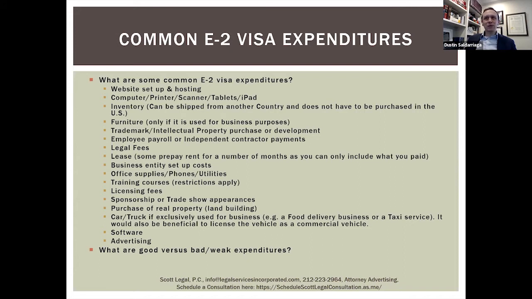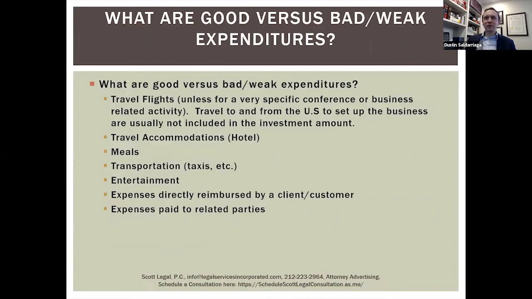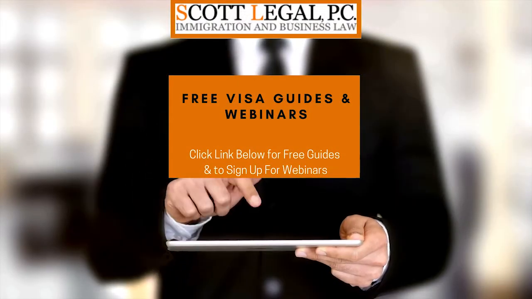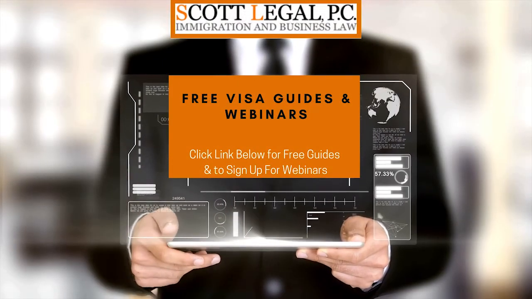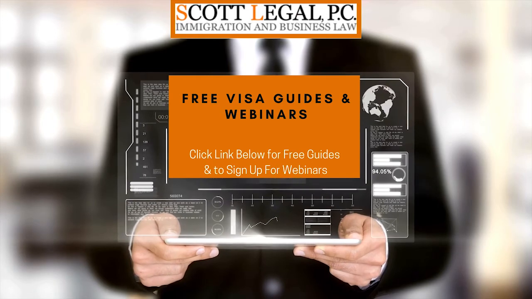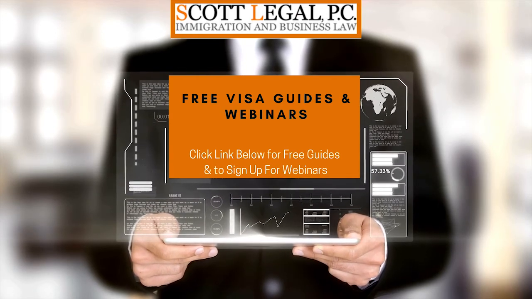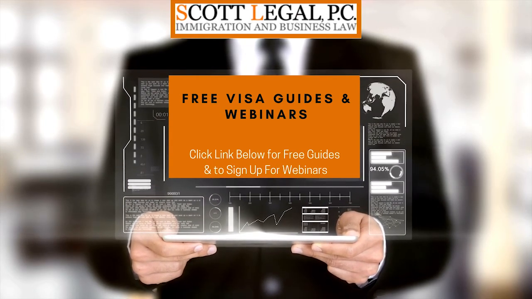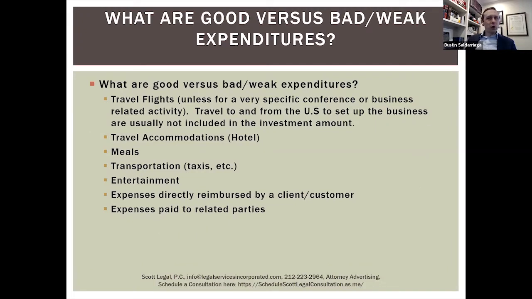Advertising. Similar to a website, you want to show the officer that you've spent money on generating interest in your business. Let's quickly take some time to look at good versus weak expenditures. There are things that people spend money on for their business that we would not include. These include travel. So let's say you do get that B1 visa, you get a flight to the US, you rent a car and you spend time looking at businesses. We would not include those fees in the application.